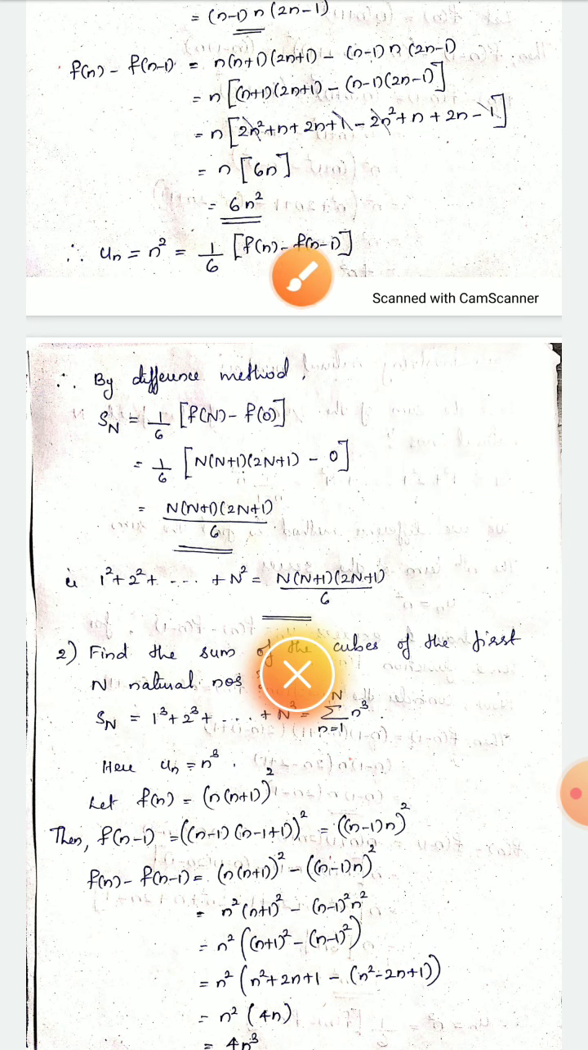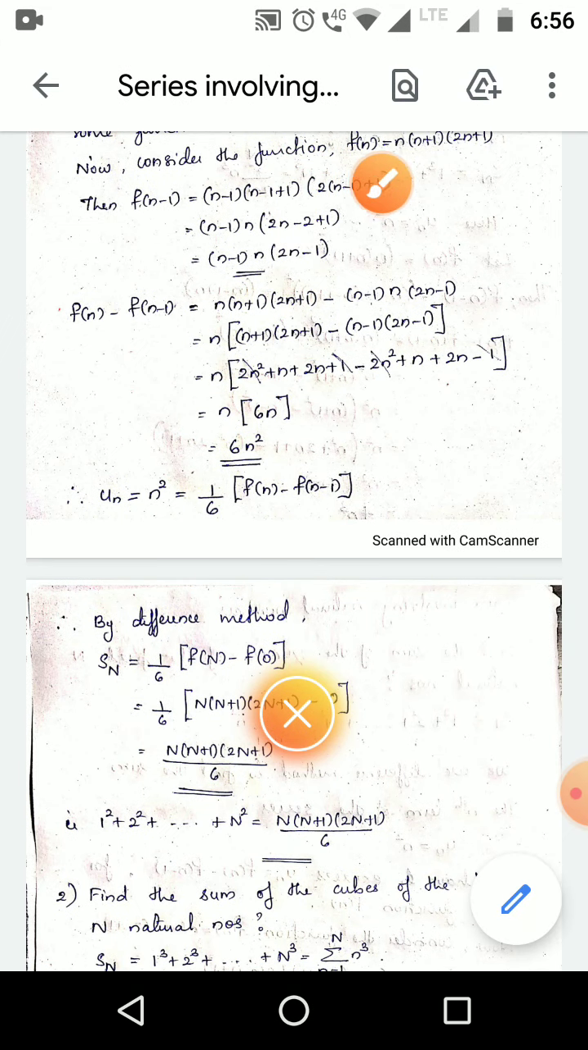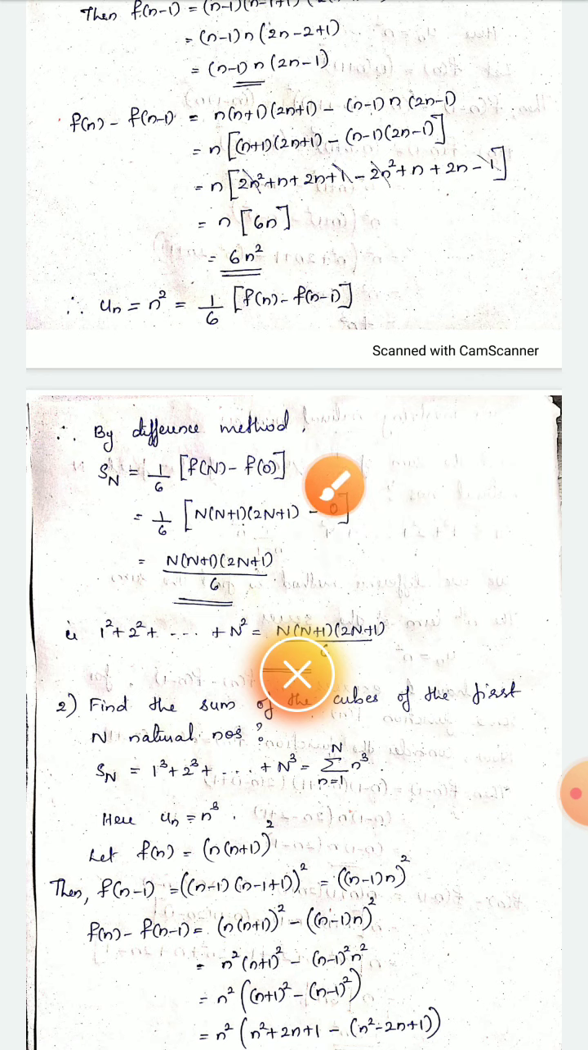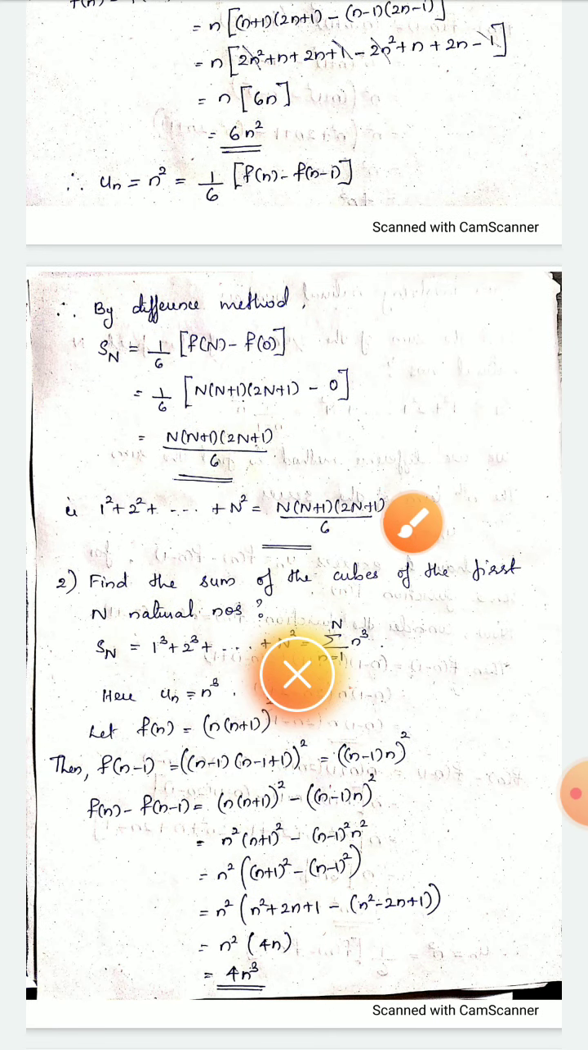By the difference method, if un is f of n minus f of n minus 1, then Sn can be written as f of capital N minus f of 0. Here un is 1 by 6 times f of n minus f of n minus 1, and 1 by 6 is a constant, so Sn is also that constant 1 by 6 into f of N minus f of 0. Replacing small n by capital N, f of N is N into N plus 1 into 2N plus 1, and f of 0 is 0, putting n as 0 in the expression. So Sn, which is 1 square plus 2 square plus etc plus n square, is n into n plus 1 into 2n plus 1 by 6.